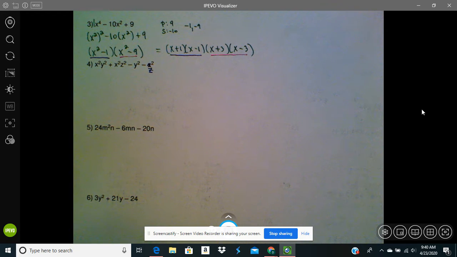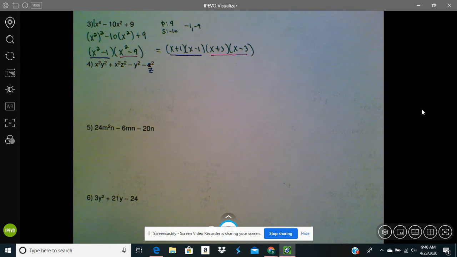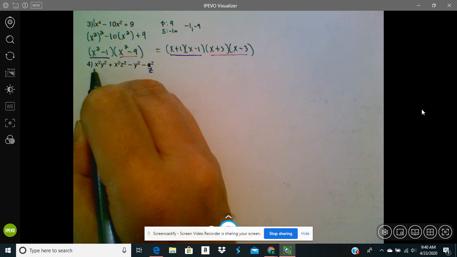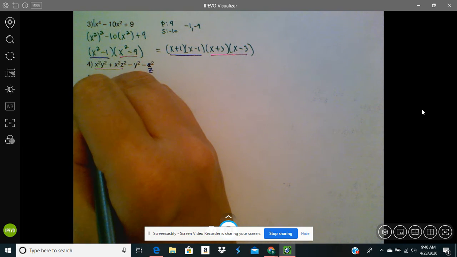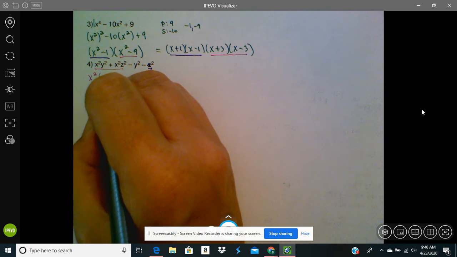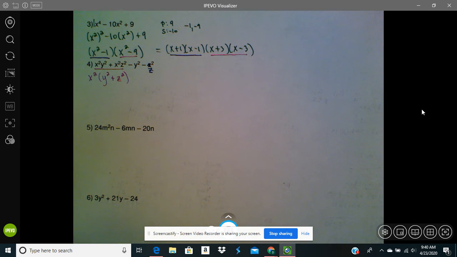Okay, do I have a greatest common factor? Well, they all have a leading coefficient of 1, so the greatest common factor is 1. That doesn't affect me here. Okay, I have 4 terms, 1, 2, 3, 4. So I am going to factor by grouping. So let's put these two together. What is the greatest common factor of x squared y squared and x squared z squared? The beauty of this one is x squared for both of them, so that's the greatest common factor. When I do that, I'm left with y squared plus z squared.